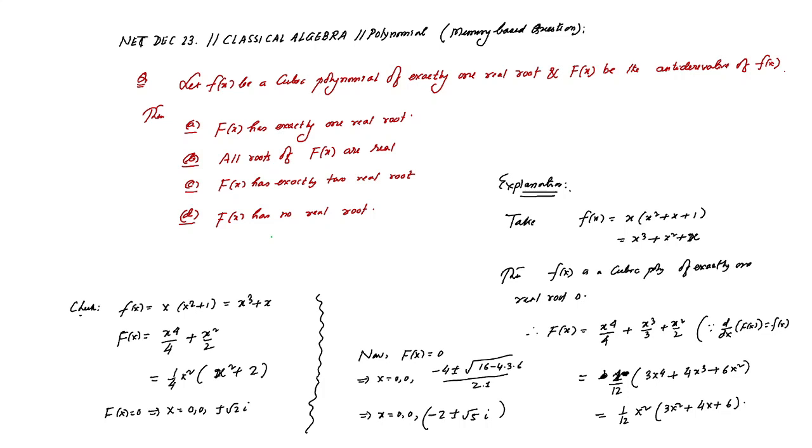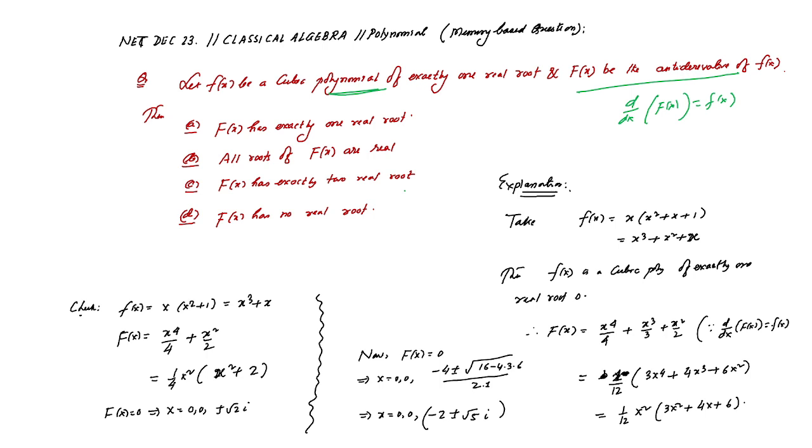Now we come to another important problem. This is one important problem. So here f(x) is a cubic polynomial with exactly one real root, and F(x) is the antiderivative of f(x). What exactly does that mean? The meaning is d/dx of F(x) equals small f(x). You know f(x) is continuous because it's a polynomial, and every polynomial is continuous.